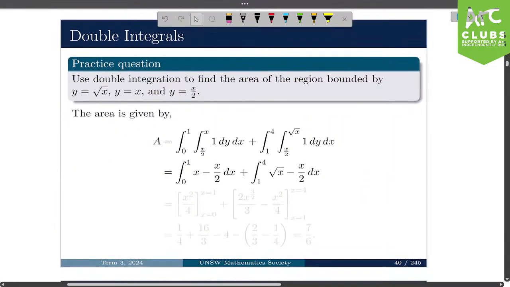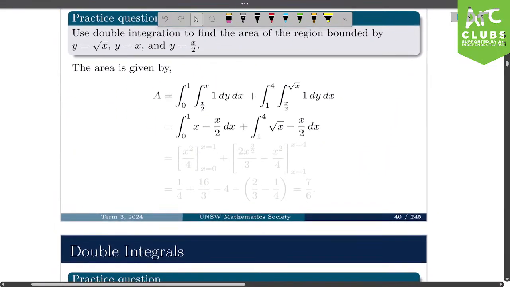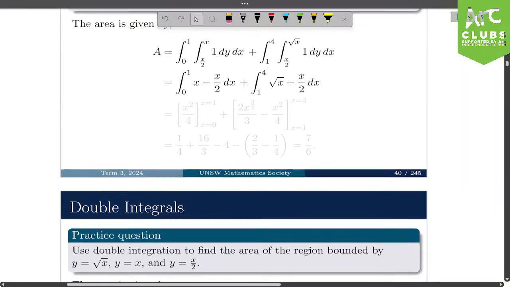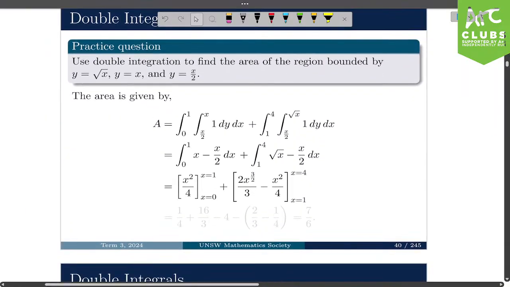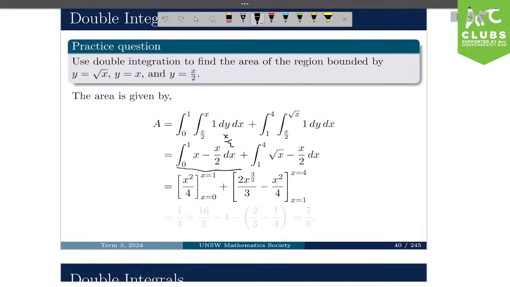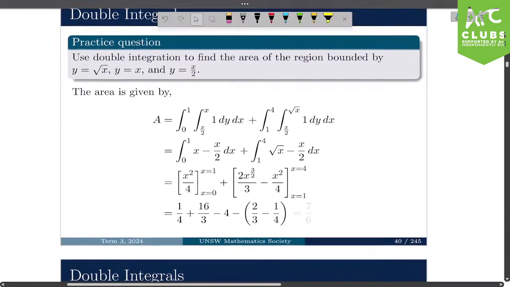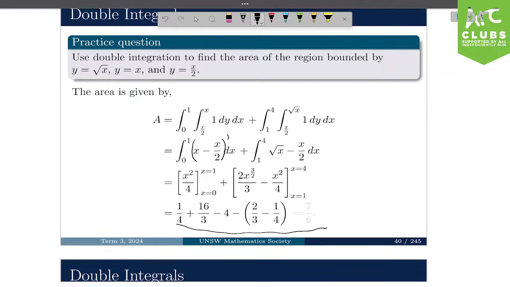So integrating those two, we end up getting those two functions here. And then further integration will yield an answer of 7 on 6. Note that this can be simplified to x on 2, and this can be rewritten as x to the power of half minus x over 2.